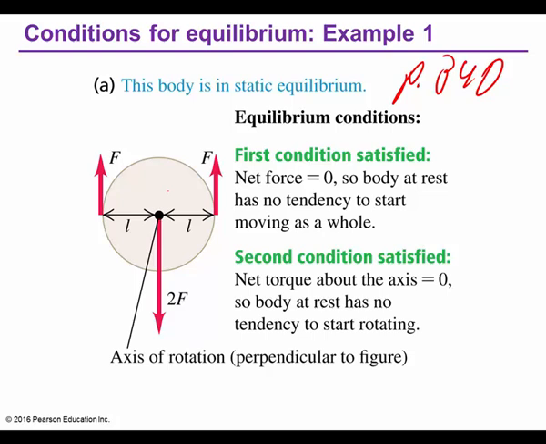Then guess what? There would be no net torque, because the sum of the torques is equal to zero. You also see that the net force would equal zero, because you've got two forces here and two forces here. Then guess what? There's no rotation going to occur, okay? All right, that's condition one.